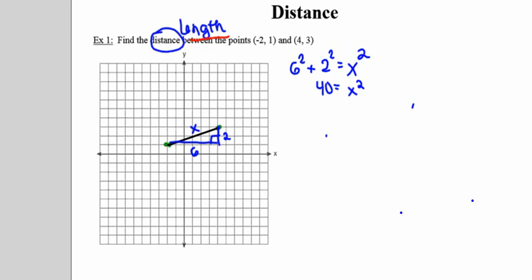I'm now going to take the square root of both sides. So x is either equal to the positive or the negative square root of 40. Now, because x represents a side of our triangle, we can't have a side of a triangle with negative length. So I'm going to keep the positive square root.